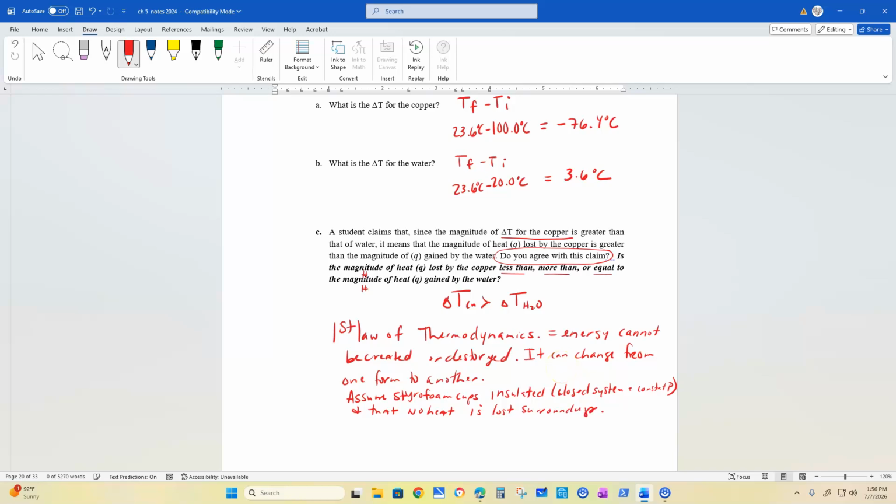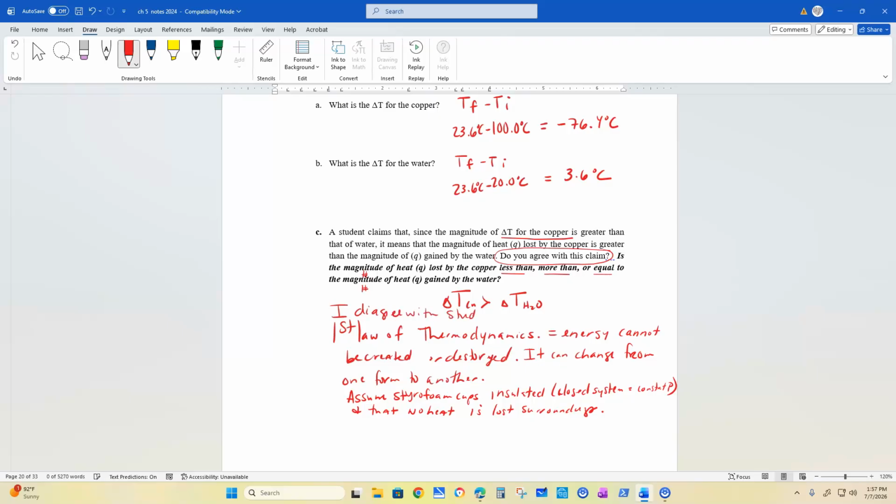So the question is, now that you remember the first law of thermodynamics, energy cannot be created or destroyed. It can change from one form to another. But assuming that the cups are both insulated, closed system, pressure's not changing, and that no heat is lost to the surroundings, do you agree with their claim? Okay. The student claims that the temperature of the copper change is greater, so that means the magnitude of the heat lost is greater than the magnitude of water. Disagree.